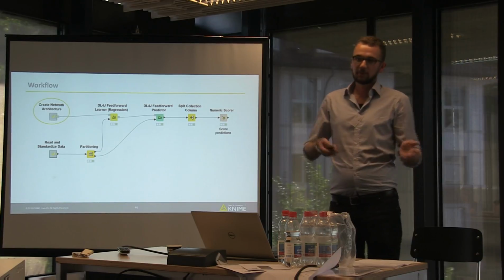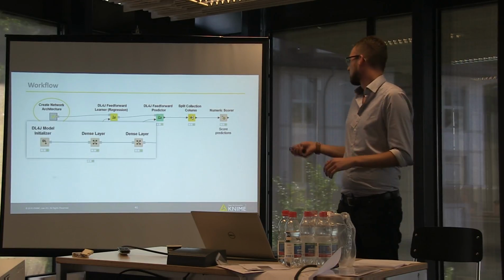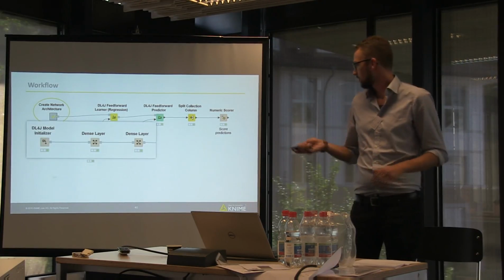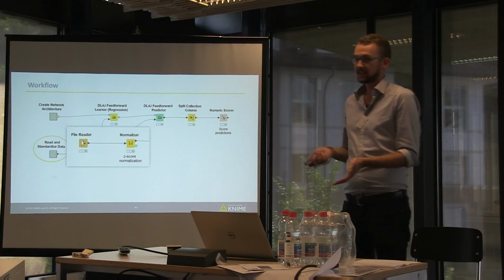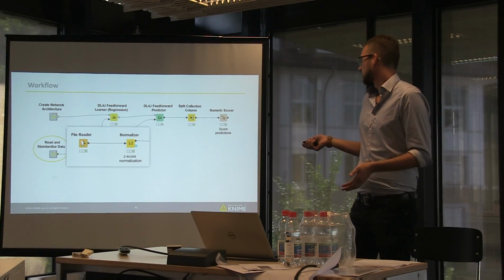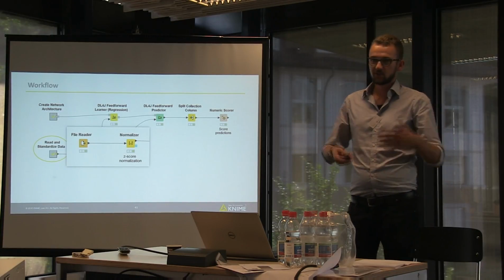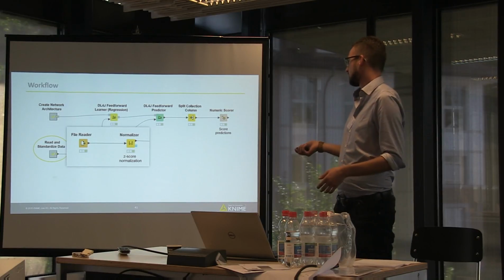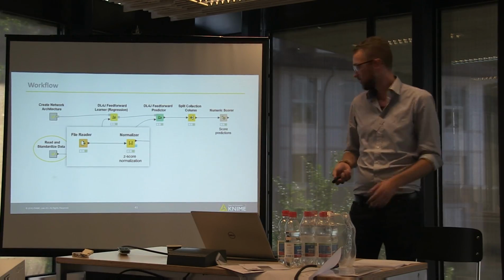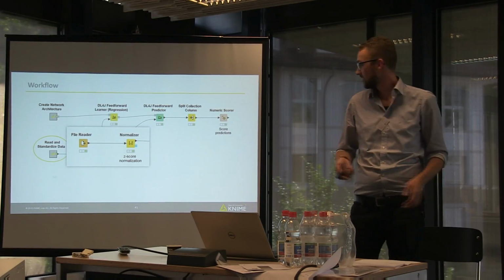For the simple example, because we only have 500 instances, we only use a multi-layer perceptron. Then after you created your network, you need to load your data, which looks like this. So you would use a file reader node to read in your text file, and then you can do some normalization using a normalizer node. In this case, we would use Z-score normalization.